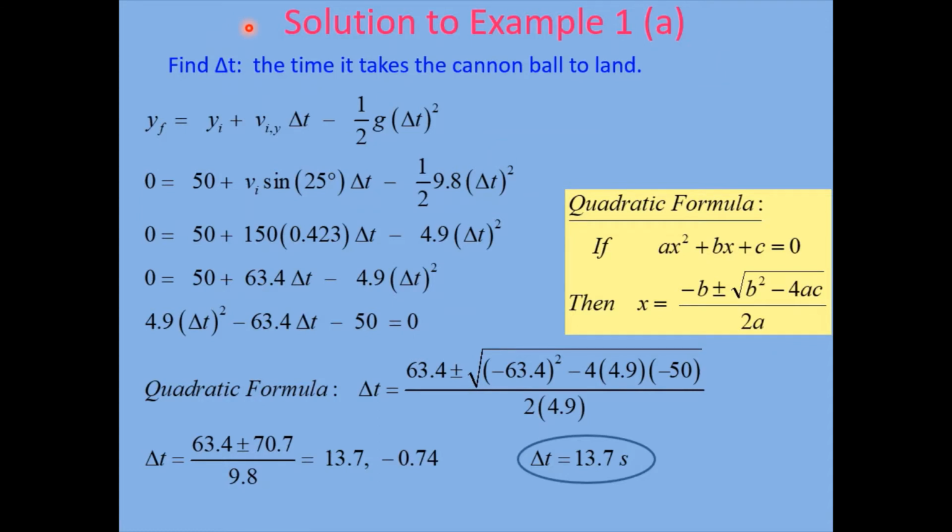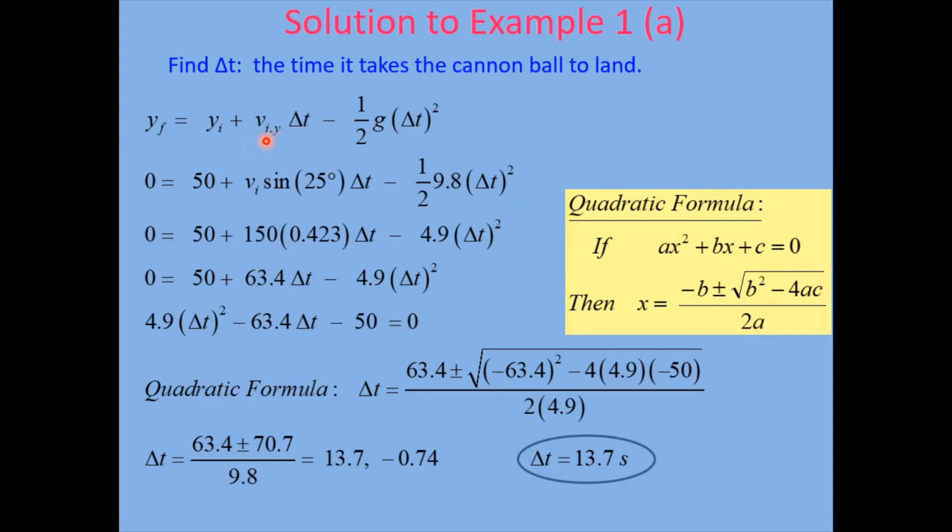So let's start with question A, which was to find the time it takes for the cannonball to land. For this problem, we're going to use the position formula for the y position, the vertical position of the cannonball. This is given by the formula y final equals y initial plus initial y velocity times time minus 1/2 g t squared. So remember that the cannonball ends up on the ground, so its final y position is 0, which is on the ground. Its initial position, y_i, is 50.